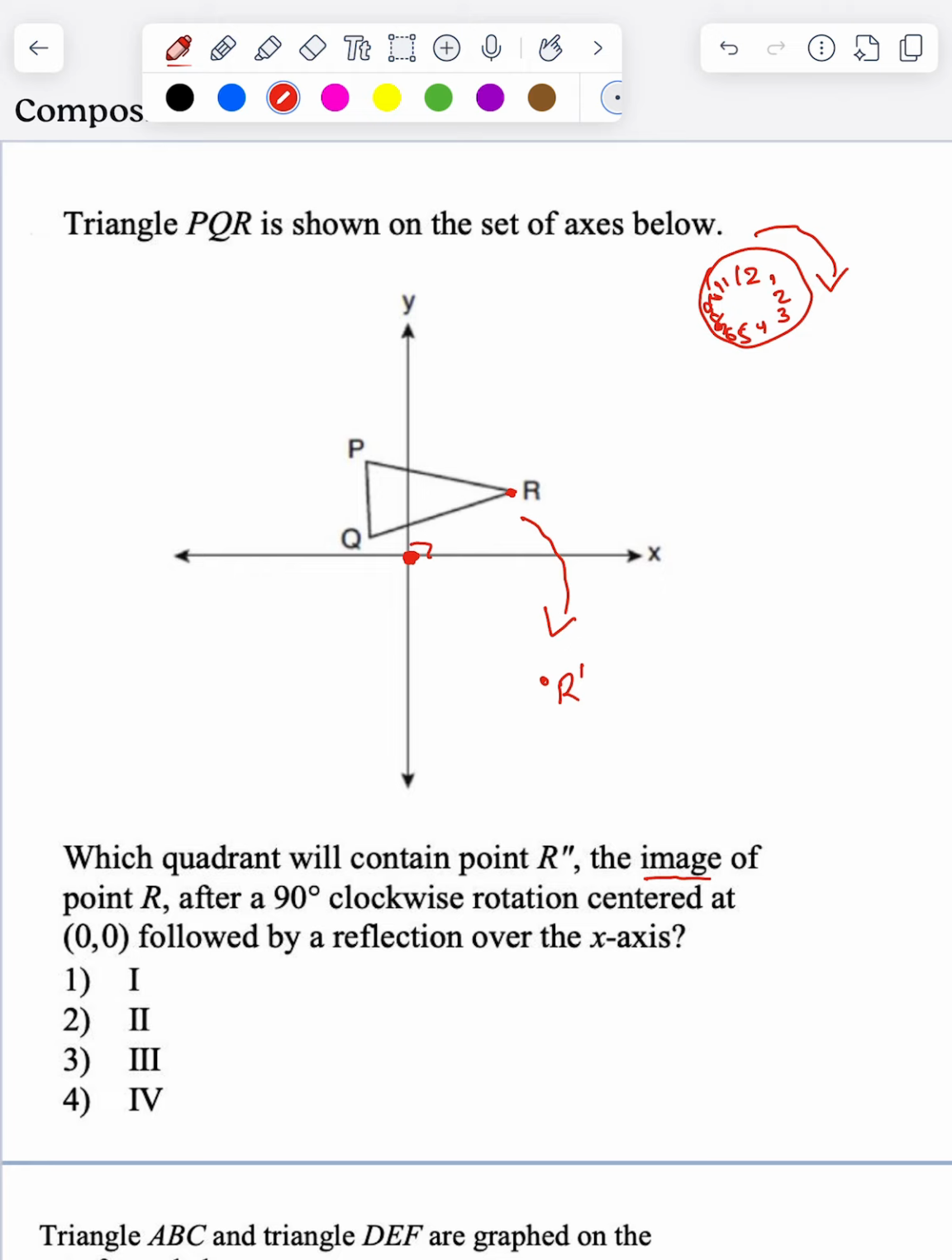Then it says this is going to be followed by a reflection over the x-axis. So if we now reflect this point over the x-axis, it's going to go back up here to this box. This is quadrant 1, this is quadrant 2, this is quadrant 3, and this is quadrant 4. So the point is going to be located somewhere in quadrant number 1.